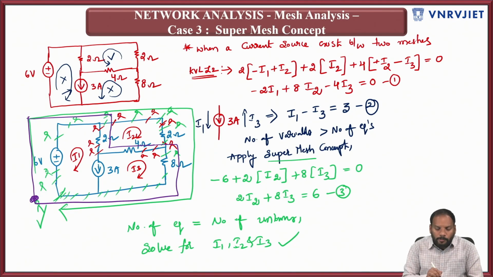Okay, so this loop also you can apply, and this is also the concept of super mesh. In both cases you will get the same answer. Do not worry, because the voltage drops in a closed loop sum exactly to 0. That is what basic KVL tells us. So, dear students, in this way you can apply the super mesh concept for a problem like this. With this, I am concluding the super mesh concept.